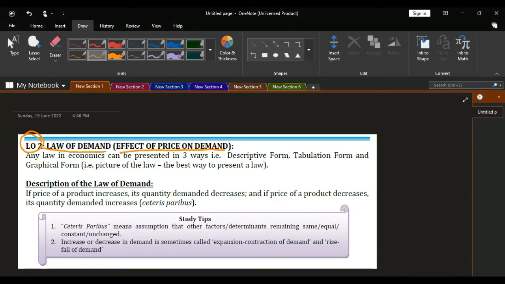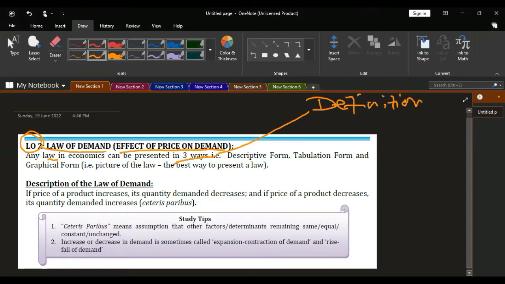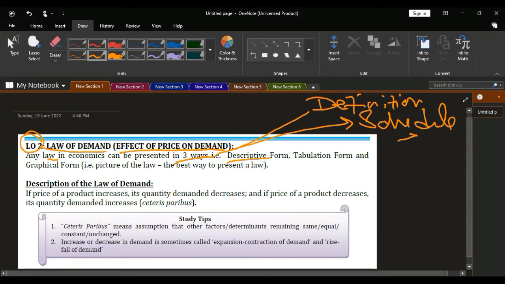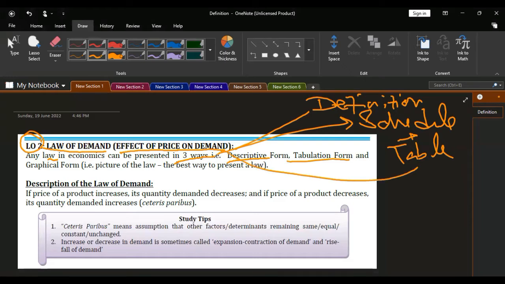Let's start the class. What is law of demand? Any law in economics can be presented in three ways. In order to present your examiner a valid question, you have to explain a law in three ways. Firstly, in definition form, called descriptive form. Second is in schedule or table form, called tabulation form. And the third one is graphical form, that is the picture of the law, the best way of presenting a law.